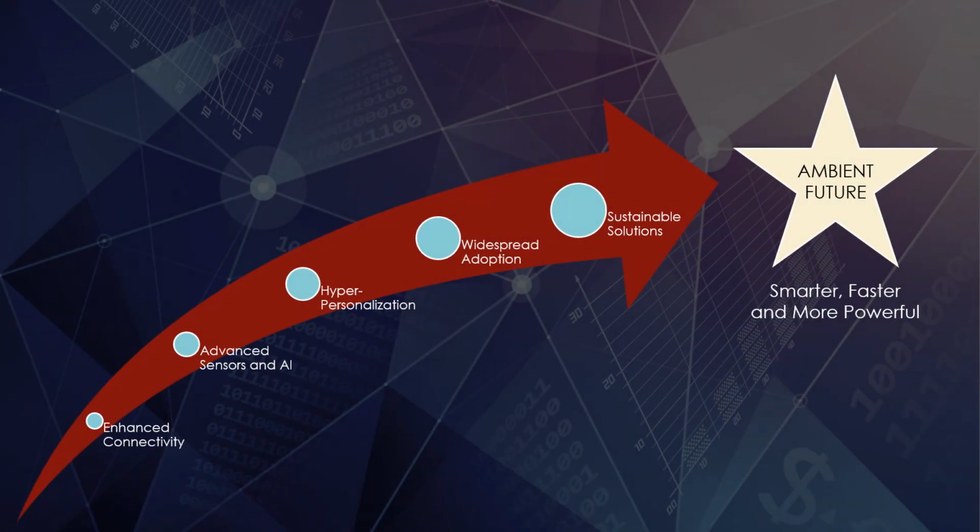With time, ambient technology will become even more interconnected, with a broader range of devices and environments linked to the Internet of Things. Ambient technology will incorporate more advanced sensors and artificial intelligence algorithms to better understand and respond to user needs. Then, ambient technology will enable hyper-personalization, tailoring experiences to an individual's unique preferences and needs.